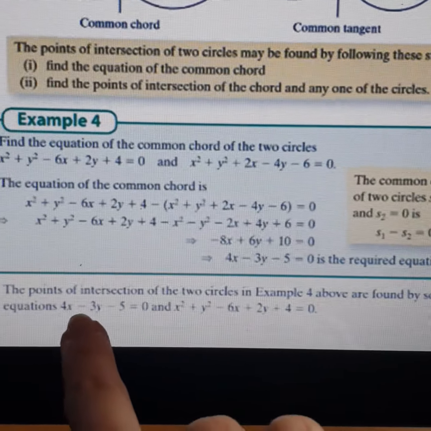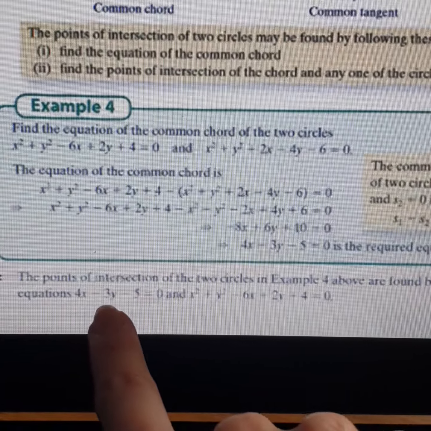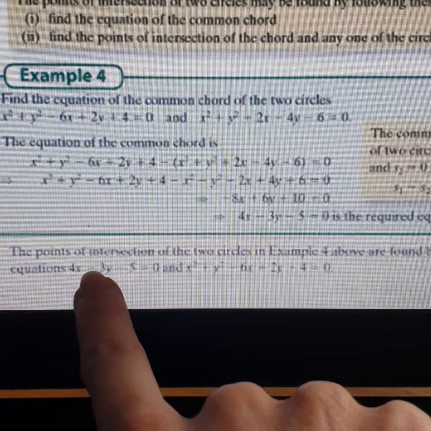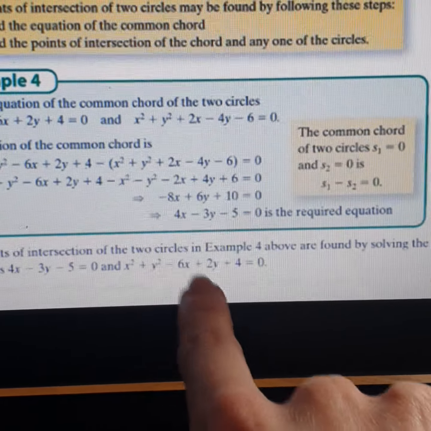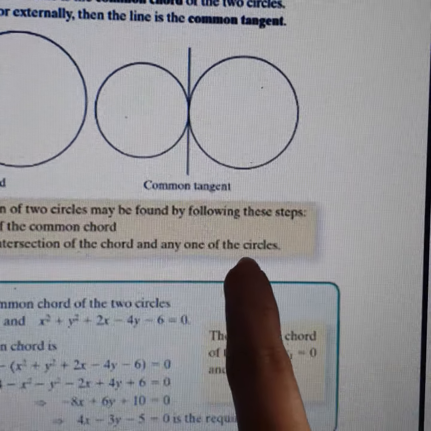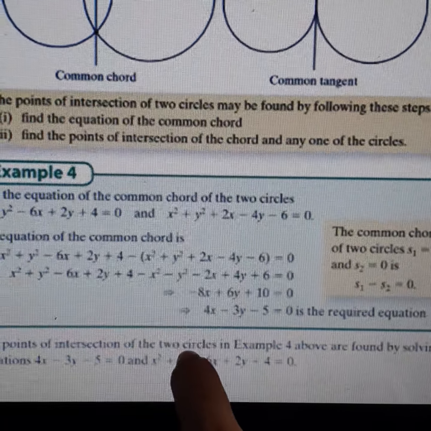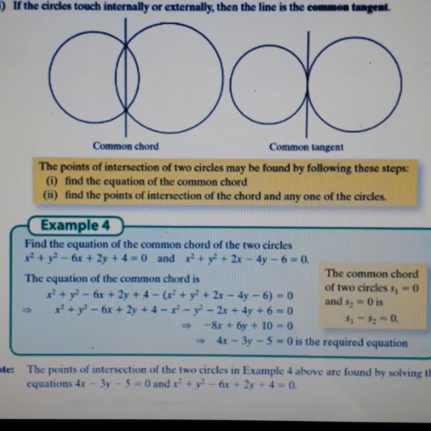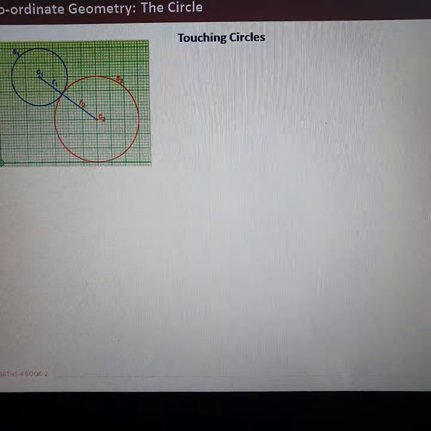Basically, this is simultaneous equations where you have one linear, you have one non-linear. You write x in terms of y or y in terms of x and sub it into this, okay? So find the points of intersection of the chord and any one of the circles. You only need to use one of the circles, okay? So you could try that maybe yourself. Okay, and finally then we have touching circles.